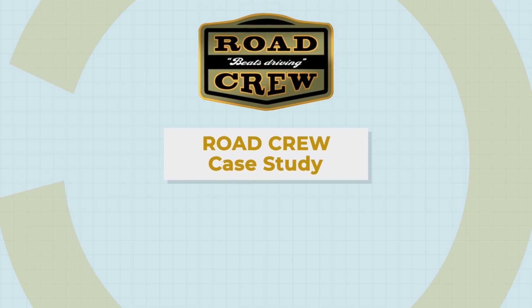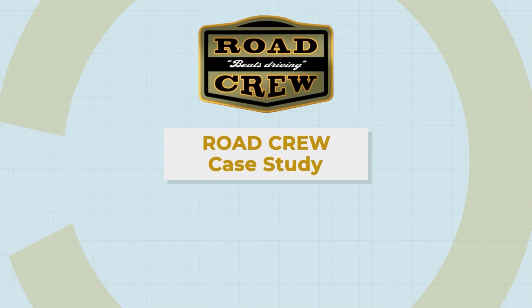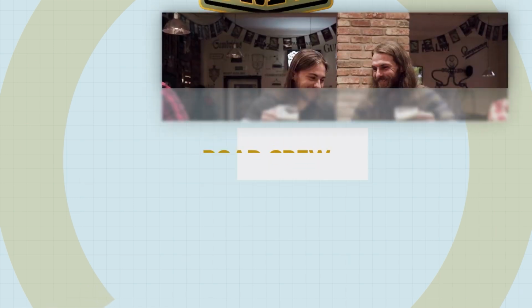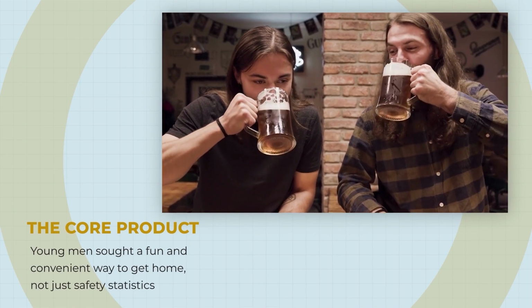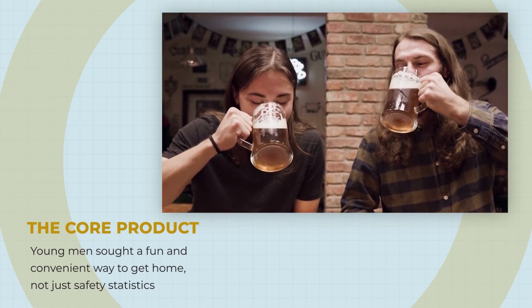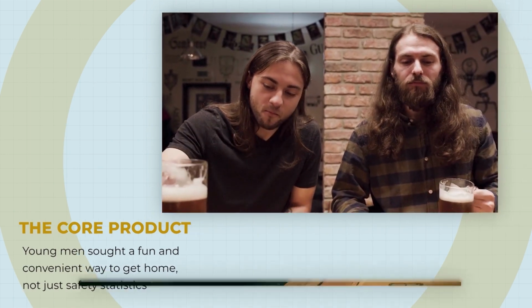Let's go back to the road crew case we've been following. Recall that the goal for road crew was to reduce drunk driving accidents for young men in rural Wisconsin. Here is how road crew designed its products. The core product was fun. Young men weren't motivated by safety statistics. They wanted an easy, entertaining way to get home.